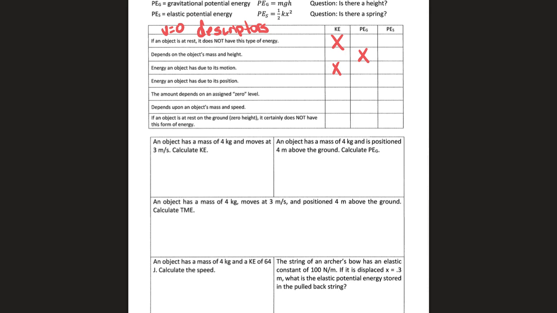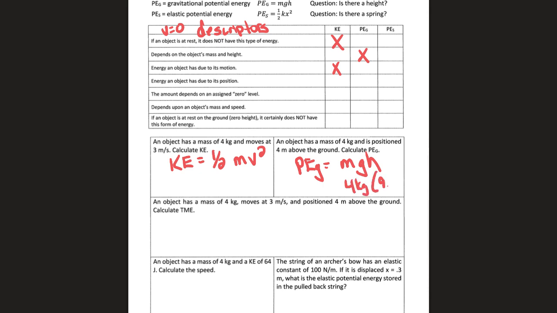When you come back, I'd like you to also do some quick calculations of kinetic energy using the formulas at the top of the page. Kinetic energy is 1/2 mv squared. Potential energy due to gravity is mgh. And these are pretty straightforward, 4 kilograms.